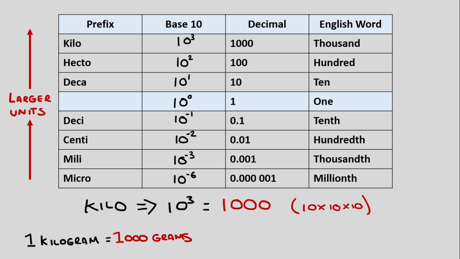This can also be applied to fractions of a number. For example, a milligram is 1,000th of a gram, so 0.001.